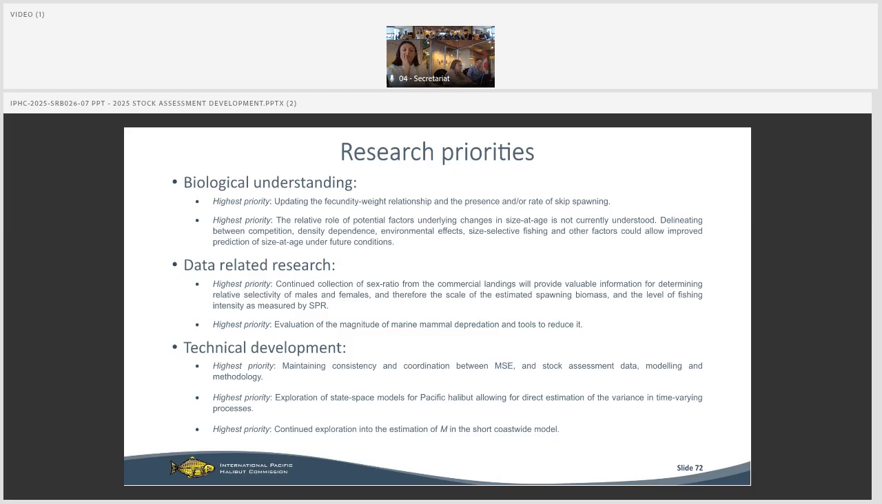In terms of technical development, the highest priority is this interplay back and forth, making sure that we are doing things in the assessment and the MSE that cross over well. But the second highest priority, I think, is developing some state-based plans. That's a good place to put our effort in the next couple of years. And then the third is this issue of what to do about natural mortality. I don't know what to do right now, but I think it's a high priority to figure out something other than arbitrarily setting it up. High priority, low prospects for solving. Perhaps.